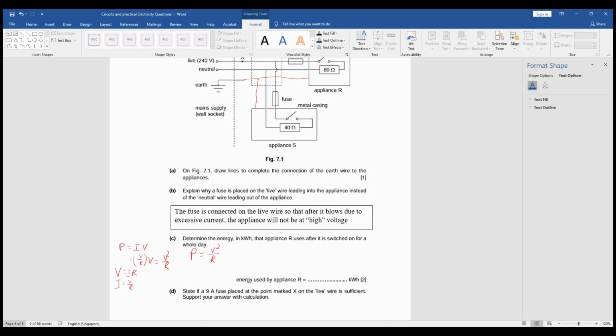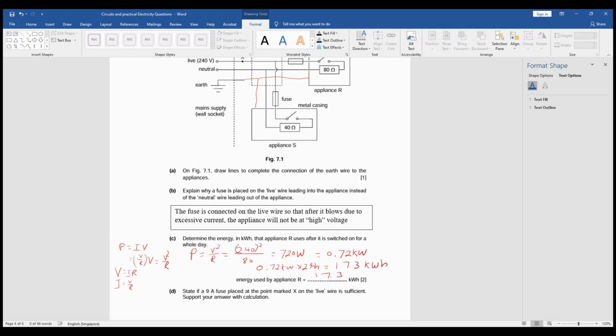And then your V is 240, and then we're going to square it, divide by 80. And that will give you 720 watts, which is 0.72 kilowatt. Remember, we want to calculate the kilowatt hour, so we must change to kilowatt, and then we must multiply with the number of hours we are using it. Since they say we are using it for 24 hours, so 0.72 kilowatt times 24 hours, then you will get 17.3 kilowatt hour, and this is your answer here.